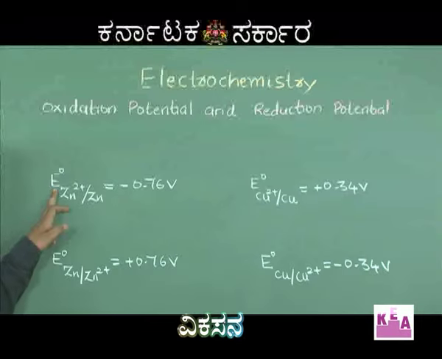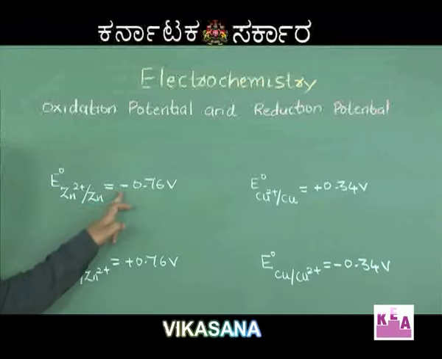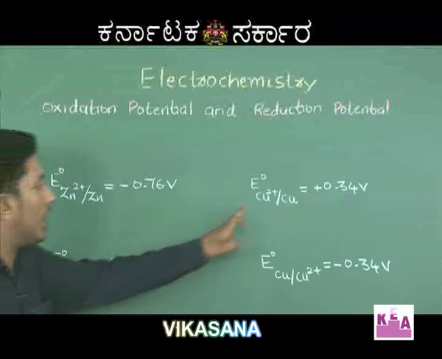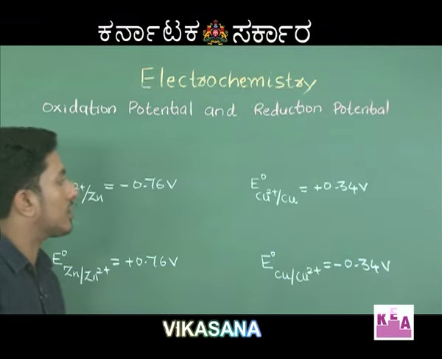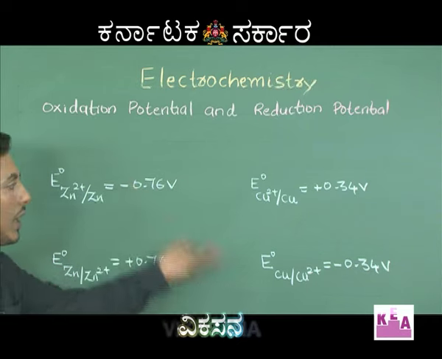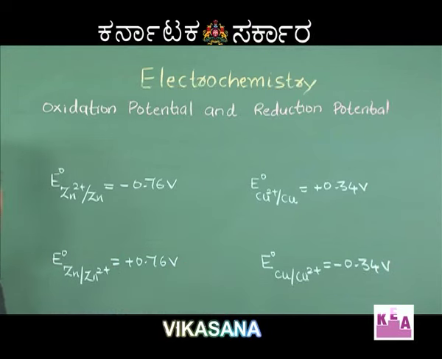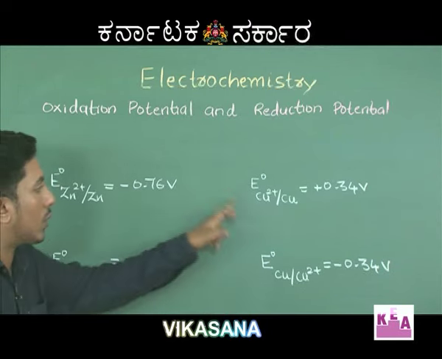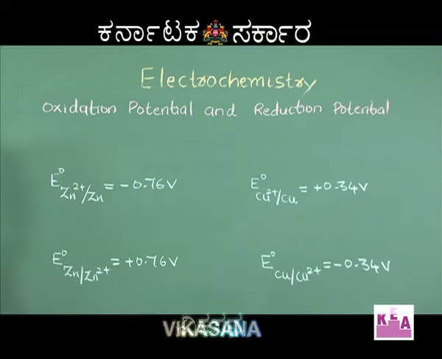Reduction potential of zinc electrode is minus 0.76 and reduction potential of copper electrode is plus 0.34. Higher reduction potential value indicates that a particular element undergoes reduction easily. So out of zinc and copper, copper has a tendency to gain electron or to undergo reduction.